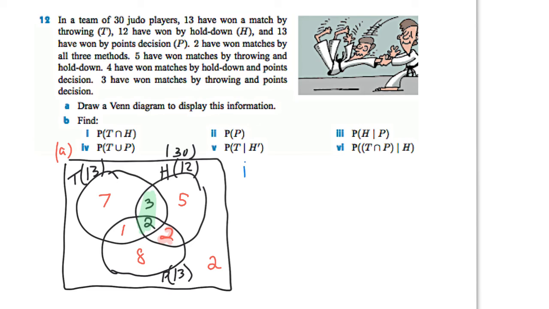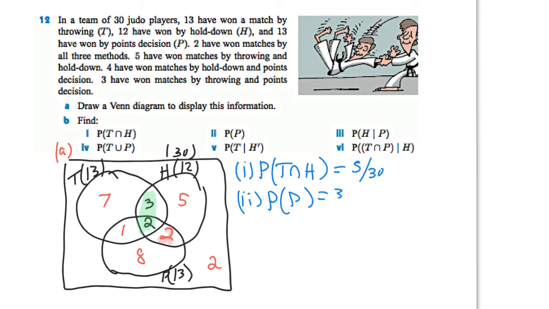Okay, so B1, let's get the probability of T intersection H. I see 5 total in there. B2, let's get the probability of P. I see 13 out of 30 there. B3, the probability of H given P. So given P, I'm only told to look at 13, and H has 4 out of those 13.